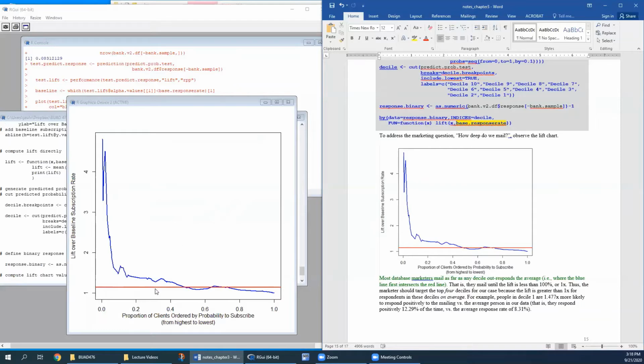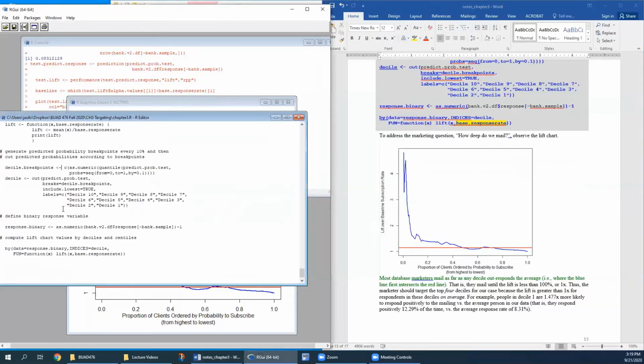So this lift chart is a really easy visual tool that allows you to see the average response rate in your sample, so that red line, the predicted likelihood of response rate in all of your data, which is that blue line, and then it shows you when those intersect approximately what proportion you should actually target with your strategy.